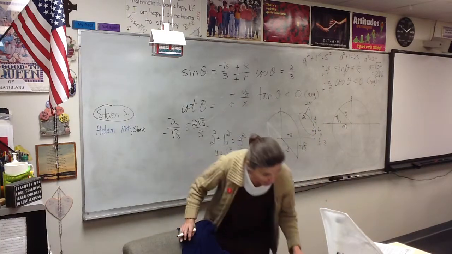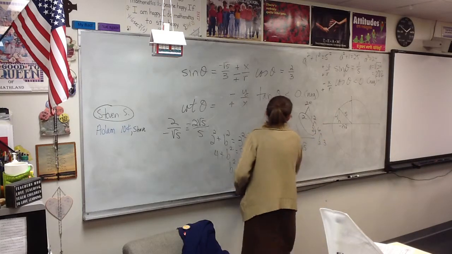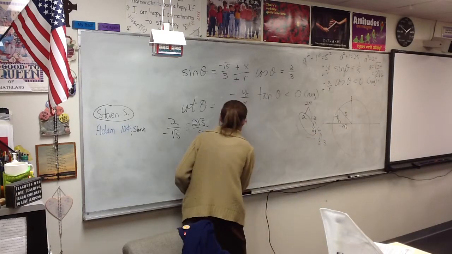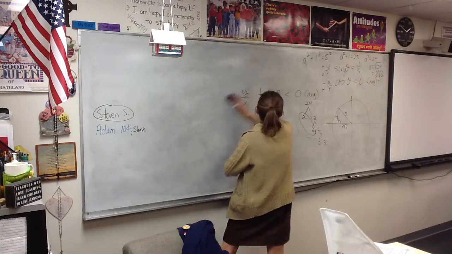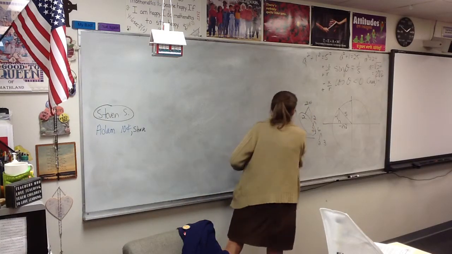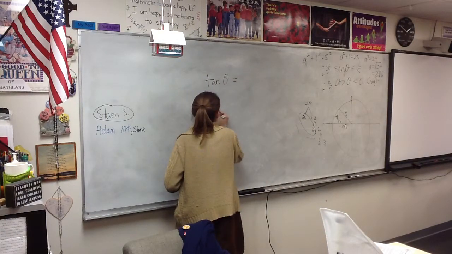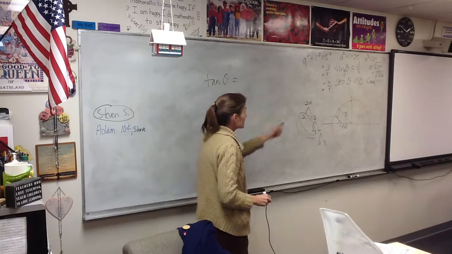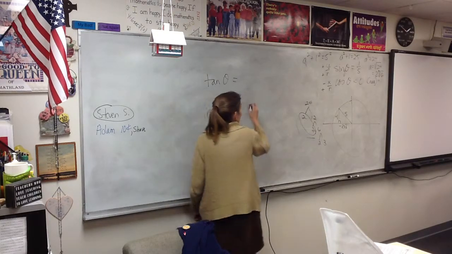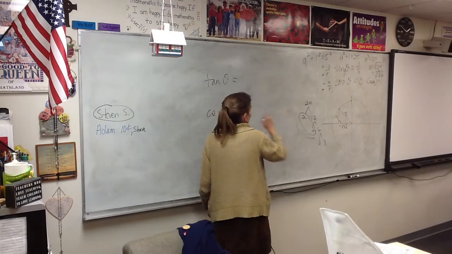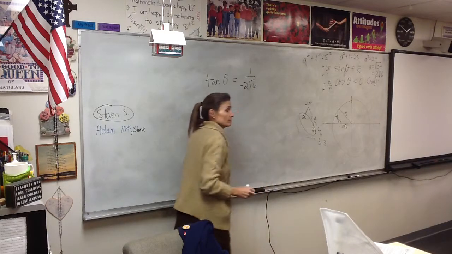Now, I wanted the tangent and the cosecant. Okay, what's my tangent? Negative 2 root 6 over 6. Almost, not quite. It's 1 over negative 2 root 6.